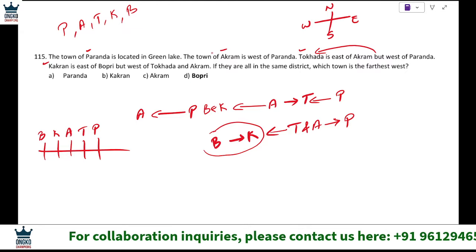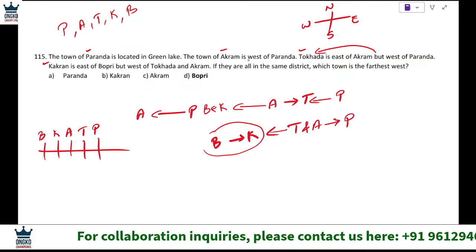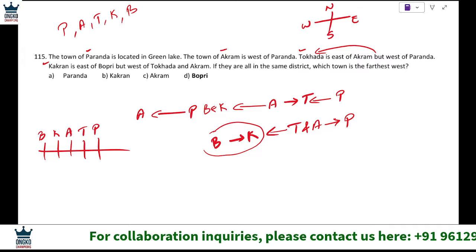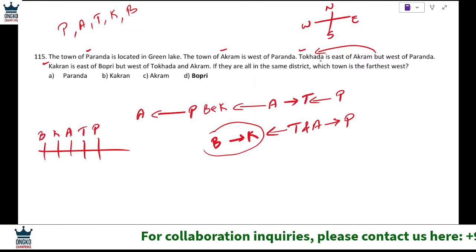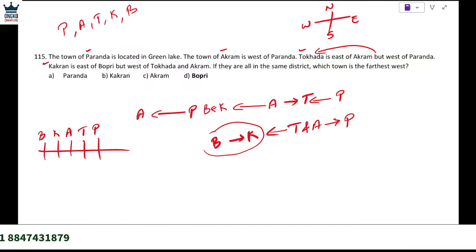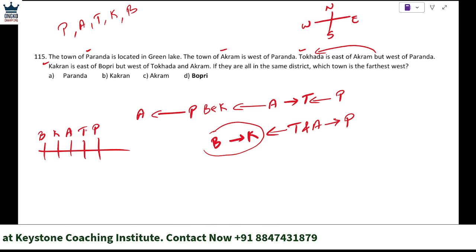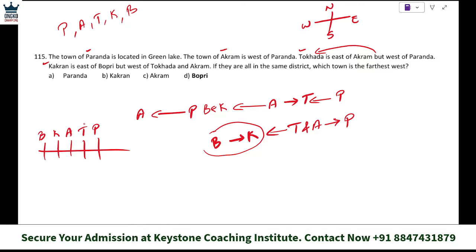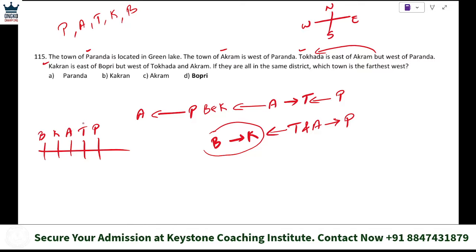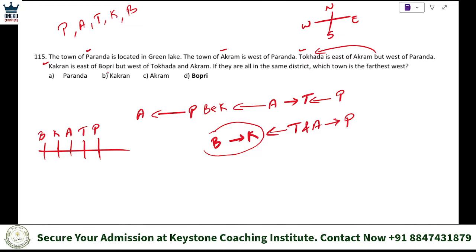Let's cross check. Town of Akram is west of Baranda. So Akram is west of Baranda. Okay. Tokada is east of Akram. Okay, that is fine. And then west of Paranda. So Akanda is west of Paranda. Kagran is east of Pobri. So Kagran is east of Pobri.